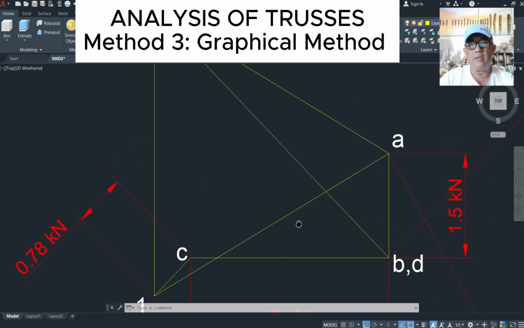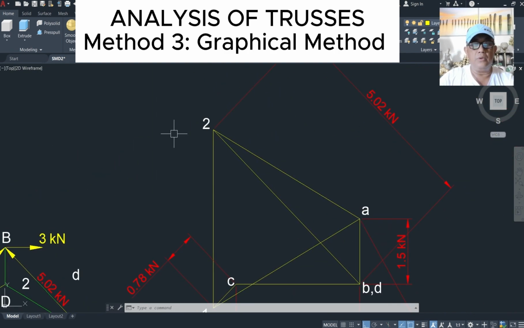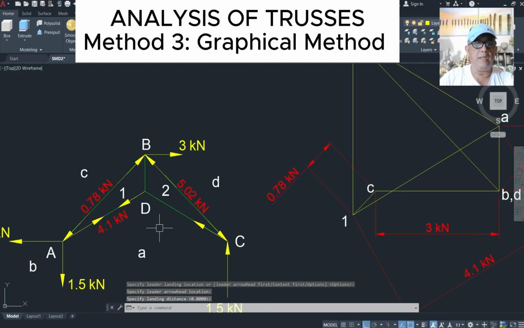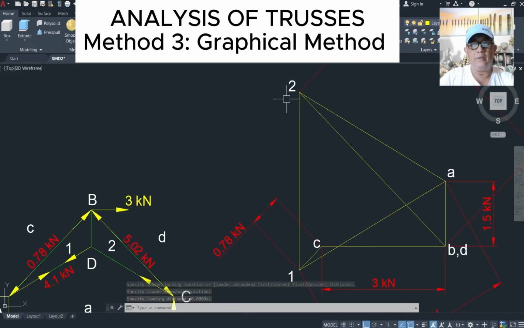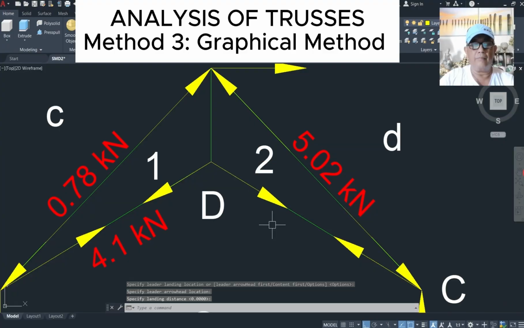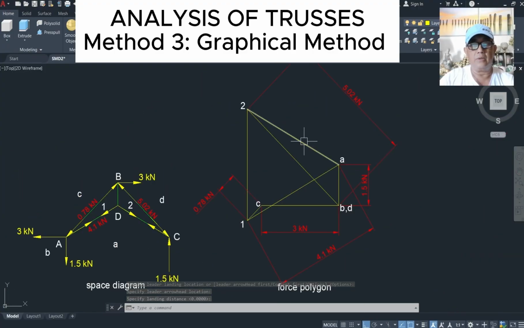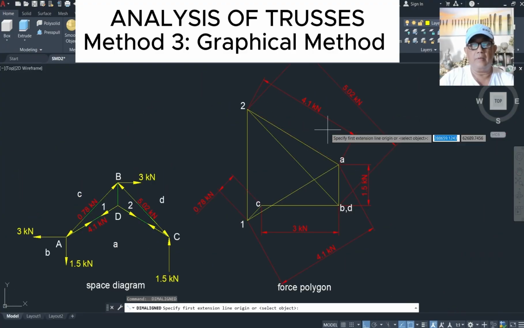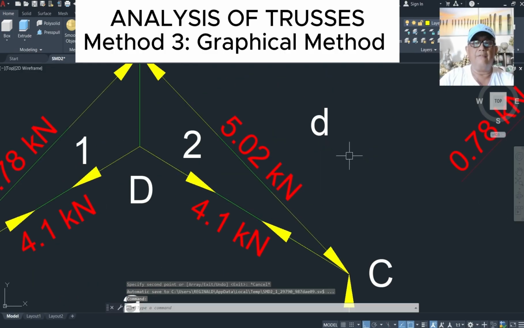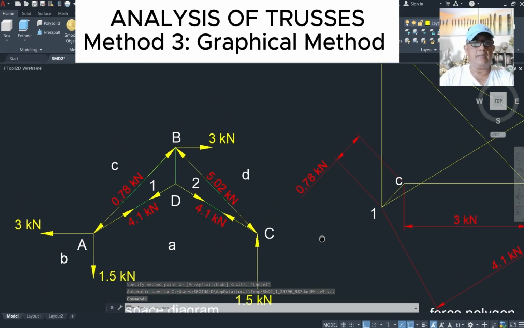And then remember CD, if considering point C, this is A2. Where is it? Here we are. A2. So upward to the left. And then considering point D, that's 2A, downward to the right. And how much is that? A2, this one. It's 4.1 kilonewtons.